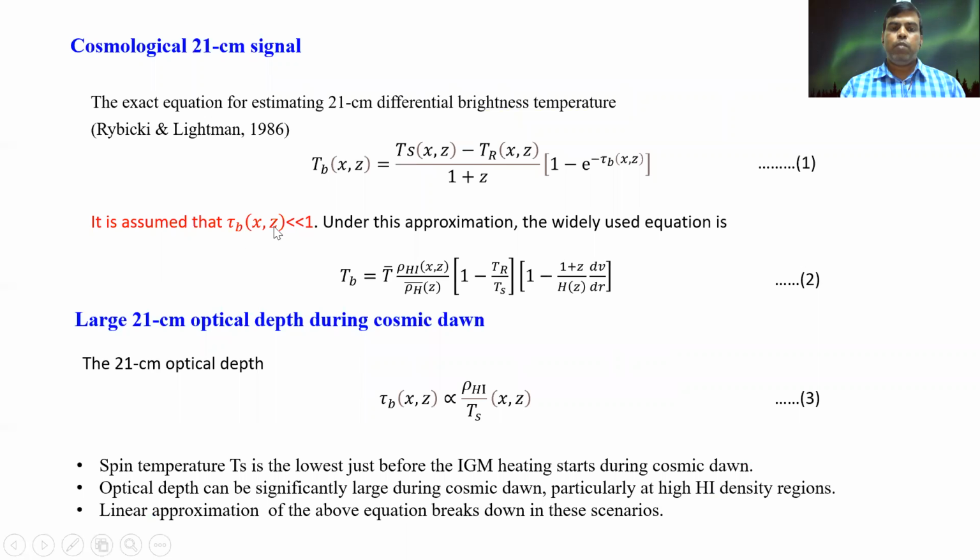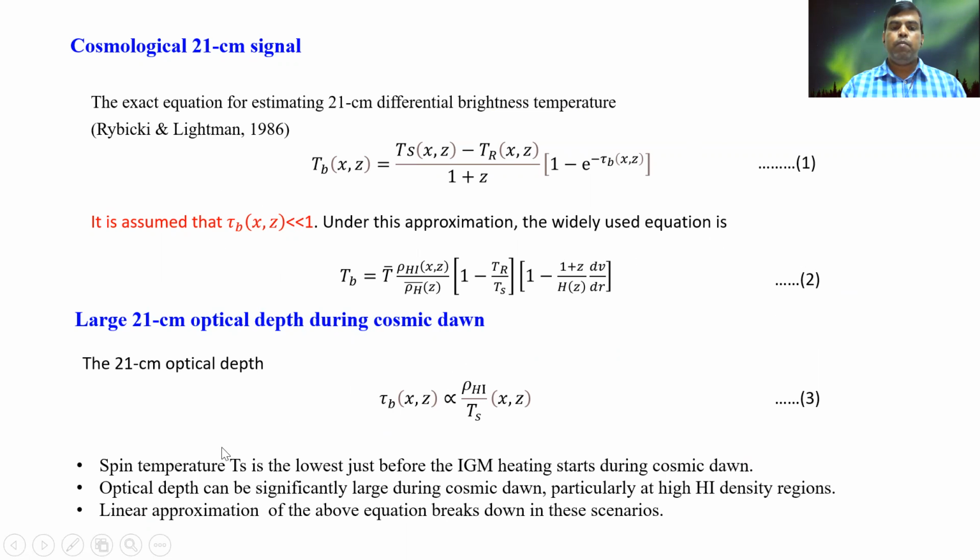Normally, this H1 optical depth is assumed to be much less than 1, and under this assumption, equation 1 is reduced to equation 2, which is widely used to model the 21 centimeter signal from epoch of reionization and cosmic dawn. Now let's look deep into this optical depth, and we see that the optical depth is proportional to the H1 density, and inversely proportional to the spin temperature.